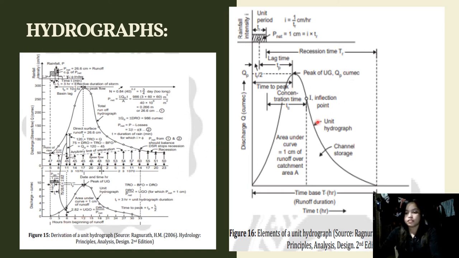And in the second figure, the x-axis is also time, and the y-axis is also the discharge and the rainfall. This area is the channel storage, and this is the unit hydrograph. The area under the curve is equal to 1 cm of runoff over catchment area A. And this is the lag time, the difference between the unit period, the rainfall, and the discharge.